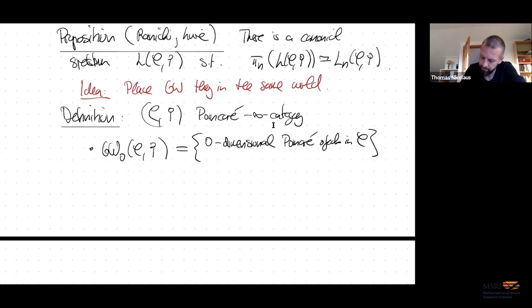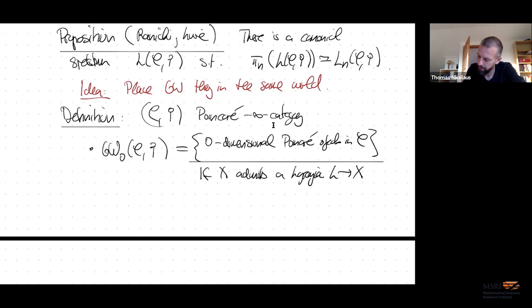And then I want to quotient this by the following relation, akin to quotienting by short exact sequences. I want to say if X admits a Lagrangian L in X, then I impose a relation. Namely, the class of X in this group is isomorphic to the class of the hyperbolic form on L plus DL. Or said differently, you want to say that metabolic equals hyperbolic.